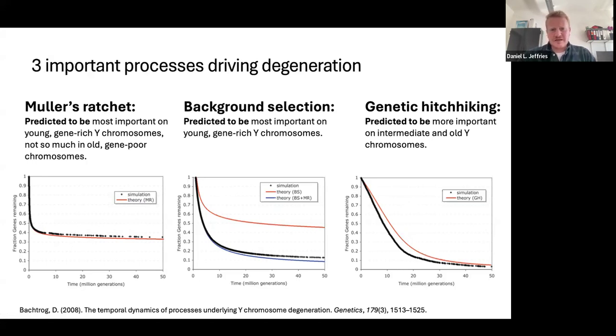This plateauing effect is really the result of genes being lost from the sex-limited chromosome, so there are fewer places for new deleterious or beneficial mutations to arise, and so there are fewer opportunities for selection to act.